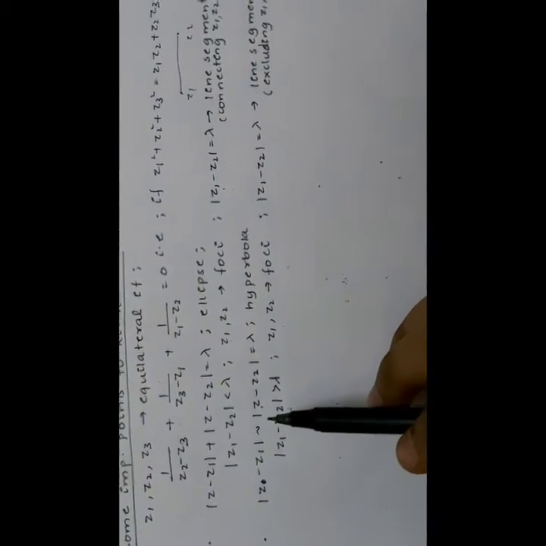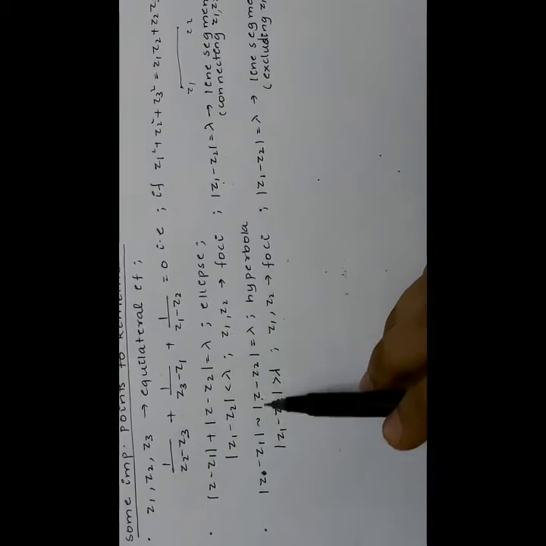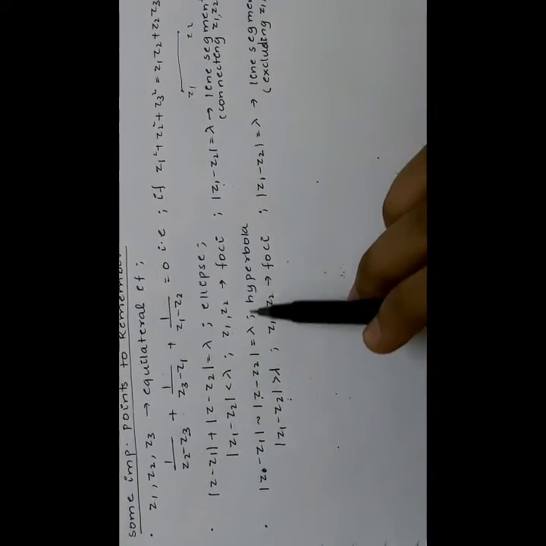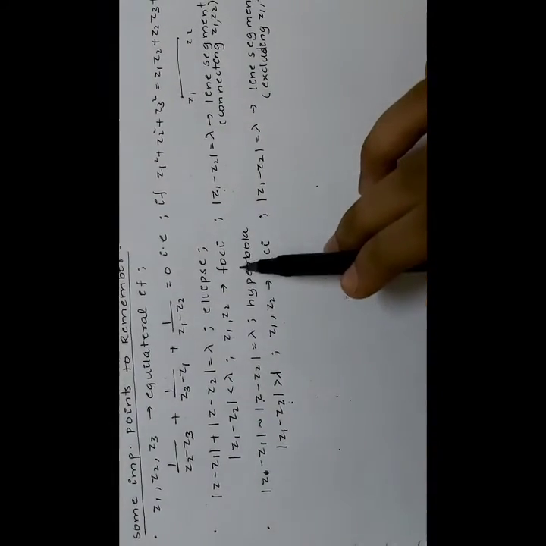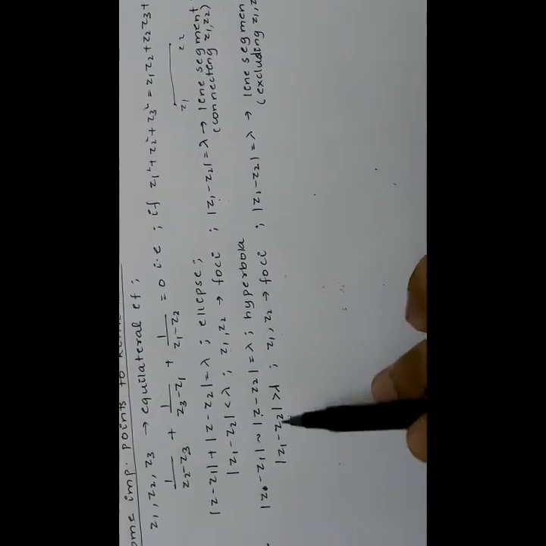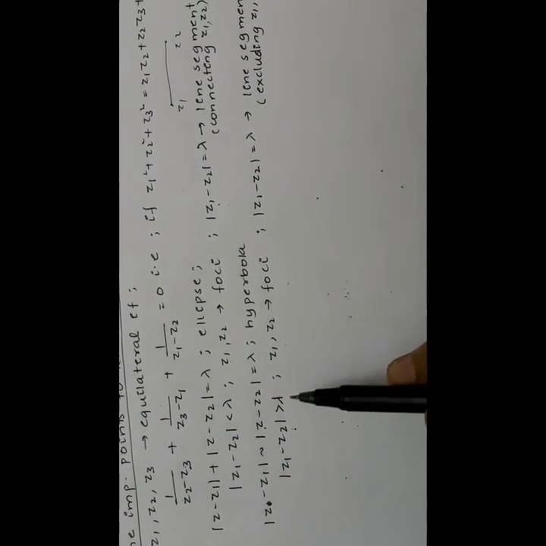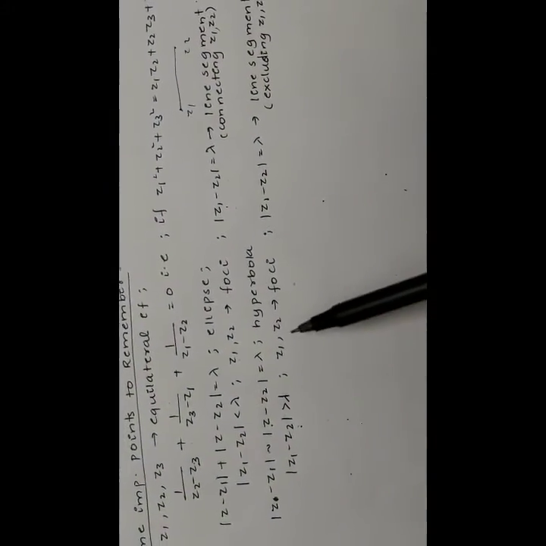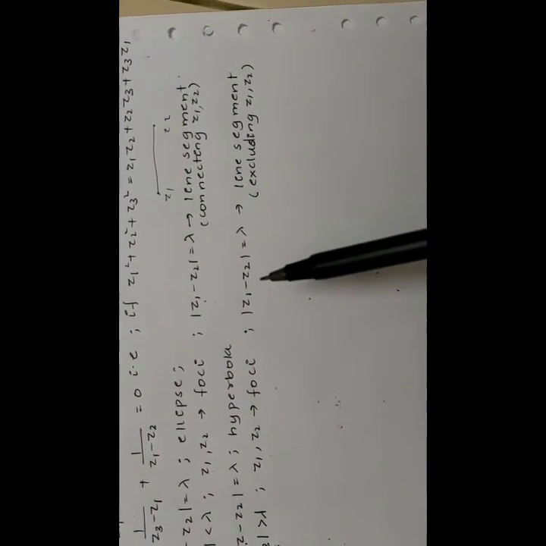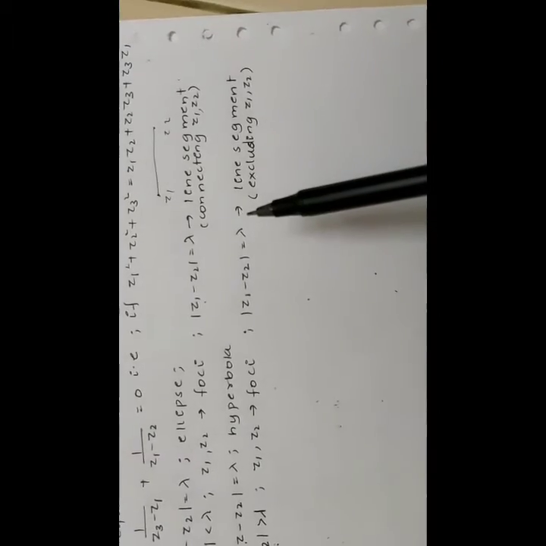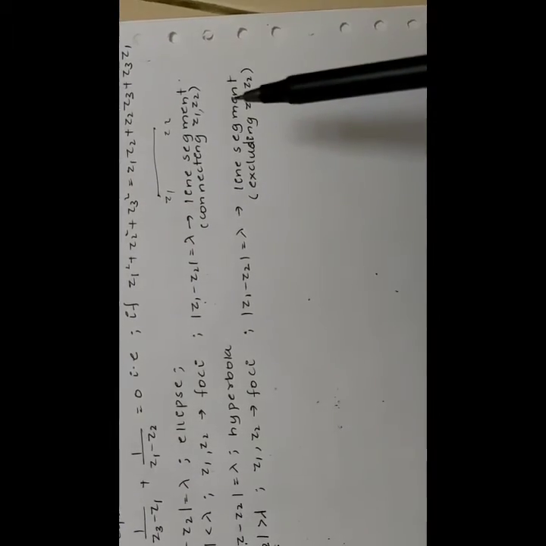And modulus of modulus of z minus z1 minus modulus of z minus z2 is lambda. This represents a hyperbola if modulus of z1 minus z2 is greater than lambda, z1, z2 are the foci. If modulus of z1 minus z2 is lambda, it represents a line segment excluding the points z1 and z2.